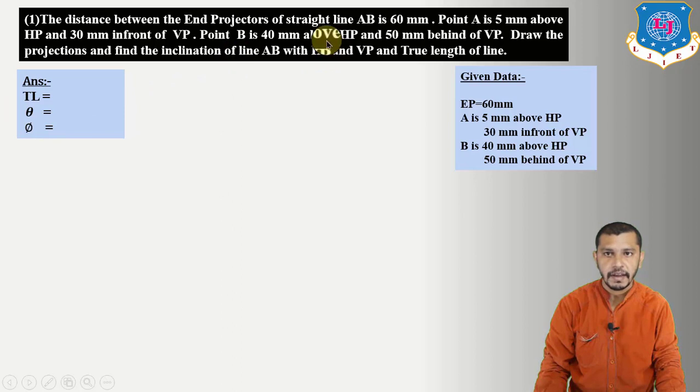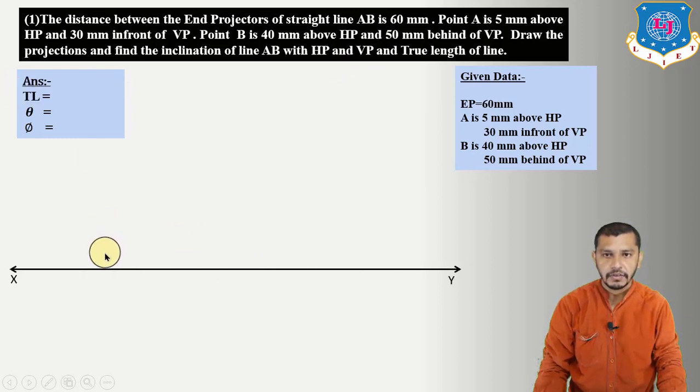Theta is the angle of inclination of the line with the horizontal plane, and phi is the angle of inclination of the line with the vertical plane. And we have to find out the true length also. So let's start. First of all, draw the XY reference line.